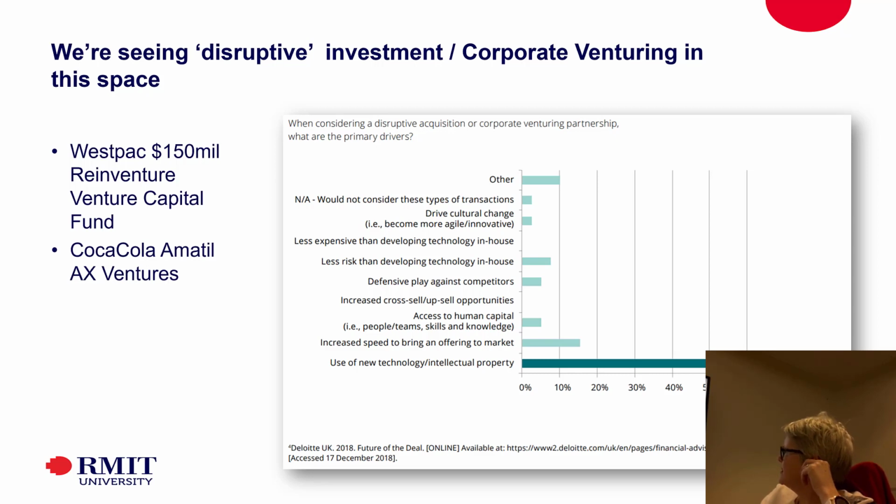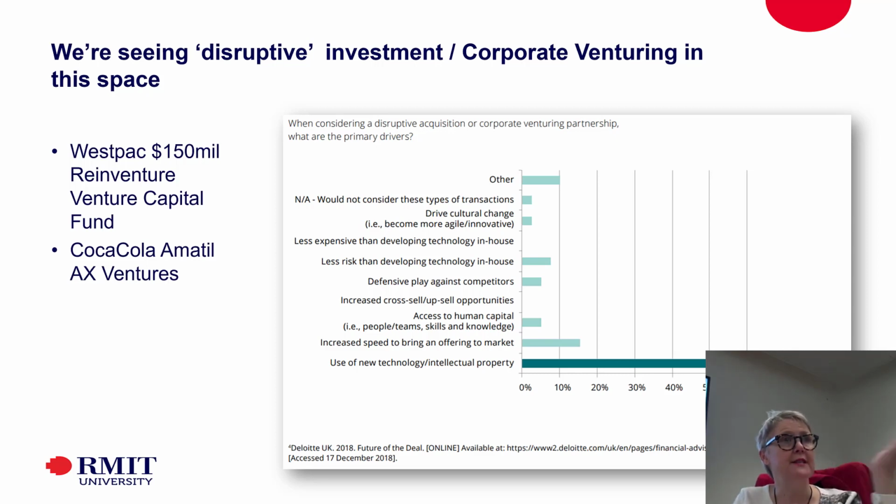This is a little bit old. This is end of last year. It's not that bad. It's large companies that are actually setting up their own venture funds to look for strategic, disruptive investments. So Westpac, a bank, has now given more than $150 million to a company called Reinventure to manage. Reinventure is technically not a subsidiary of Westpac, but it may as well be.